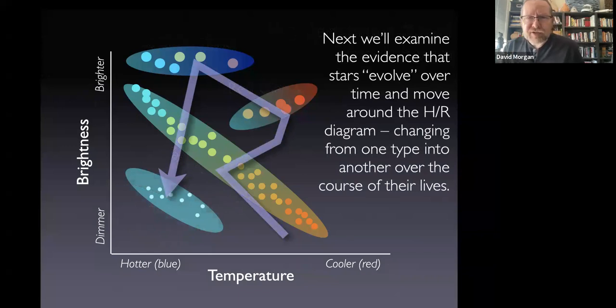The next question to ask is, what does this mean? Does it mean that there are just some stars that are giant stars and they're born as giants and that's just what they are? And there's some stars that are dwarf stars and they're just born as dwarfs and that's what they are? Or does it mean that stars change over time from one type to another?